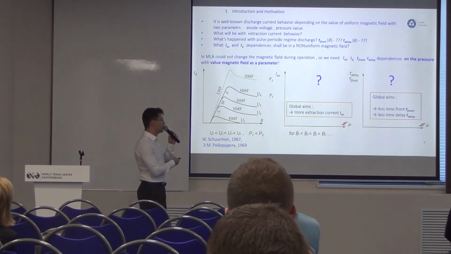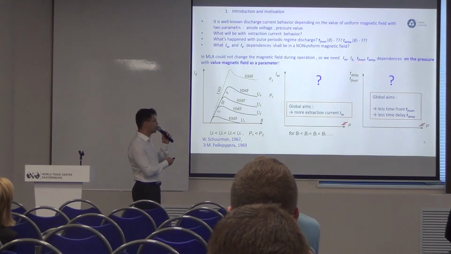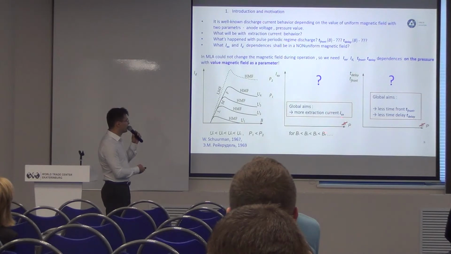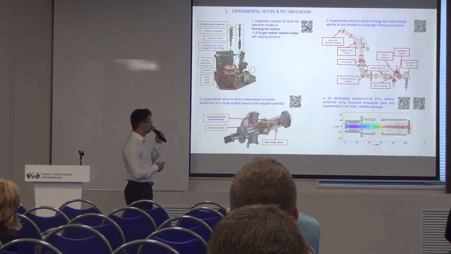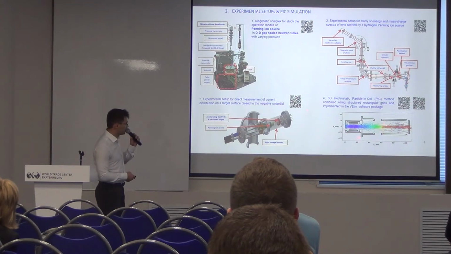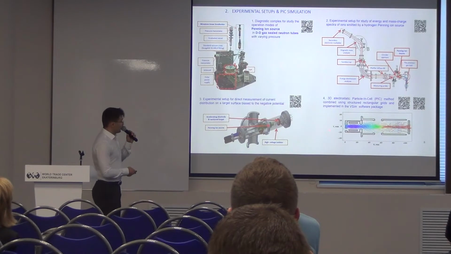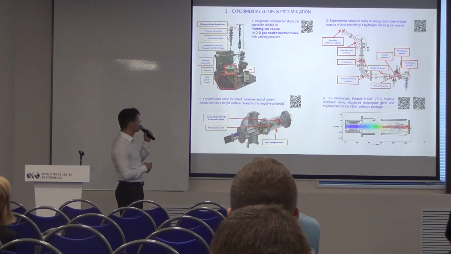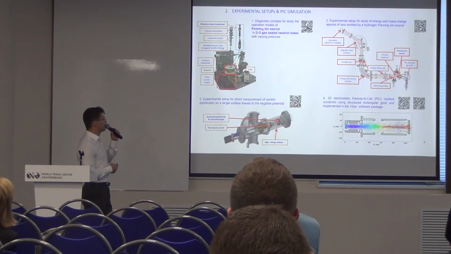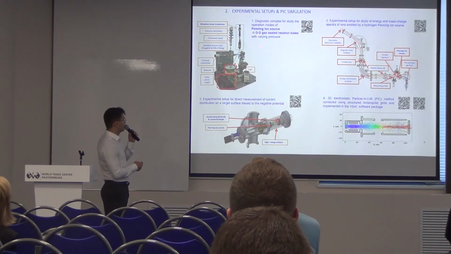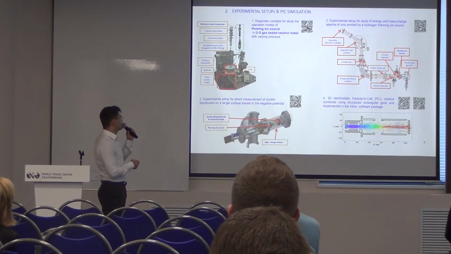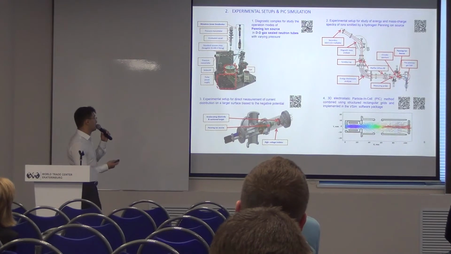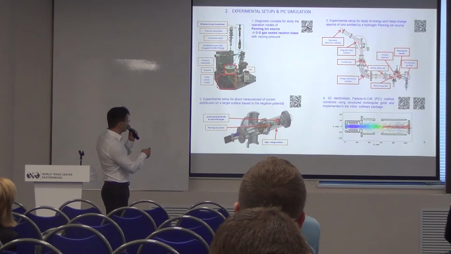I should also mention that our device cannot change the magnetic field during operation in the Earth. So we need dependencies of currents and time on pressure, with the magnetic field as the only parameter. We used several experimental setups, and you can see the links to references. We can also compare with particle-in-cell simulation. The main part of this work was done on this diagnostic complex, which can study the operation mode of a Penning-type source in a deuterium gas-sealed neutron tube, controlling pressure and all current parameters. If needed, we could also control the neutron flux. But it is a deuterium reaction only.